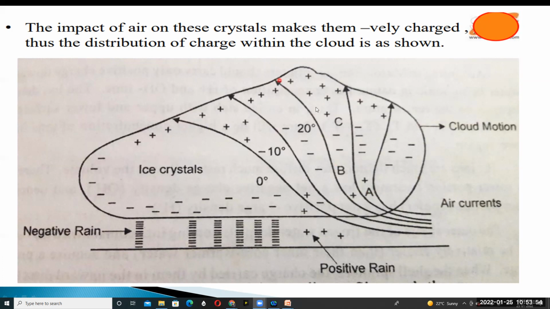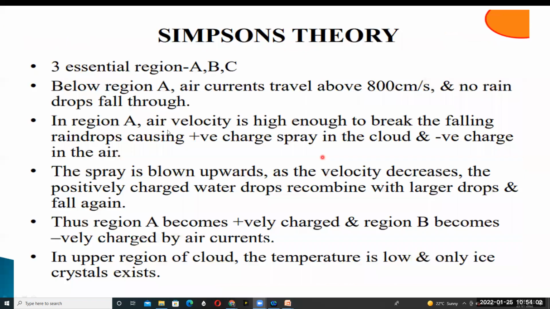So like in this way. The positive charges are sprayed into the upper part of the cloud, and the remaining charges are placed in the air. The spray is blown upwards as the velocity decreases. As the velocity decreases, the positively charged water drops recombine with the larger drops and fall again. Understand?